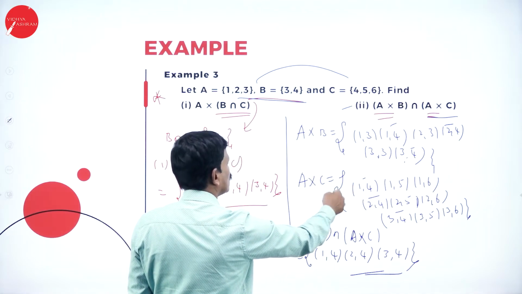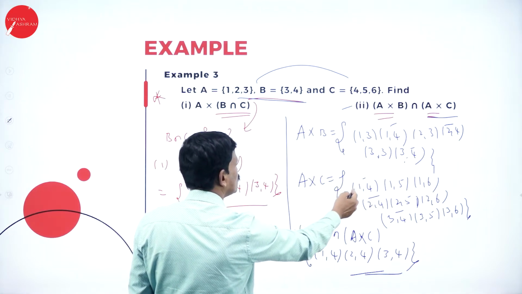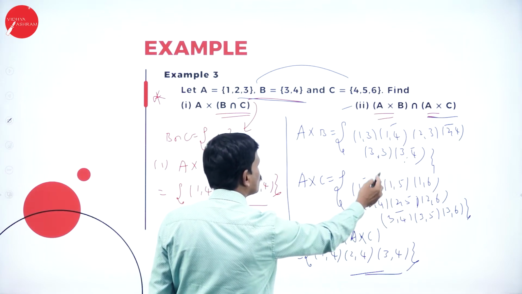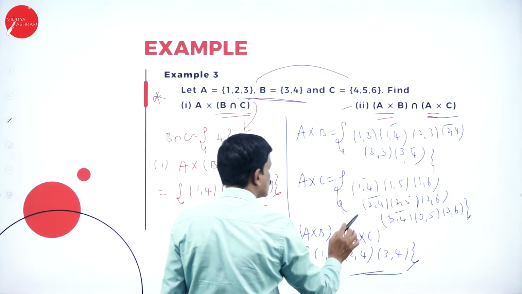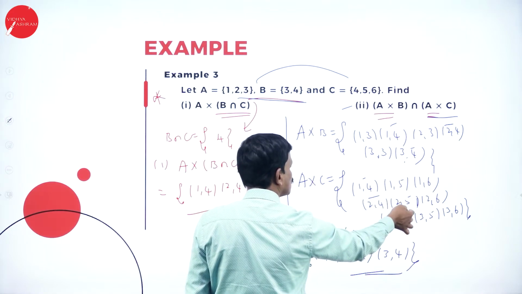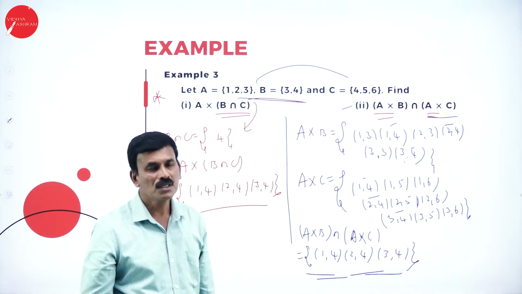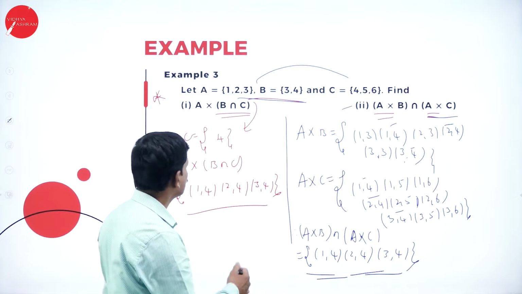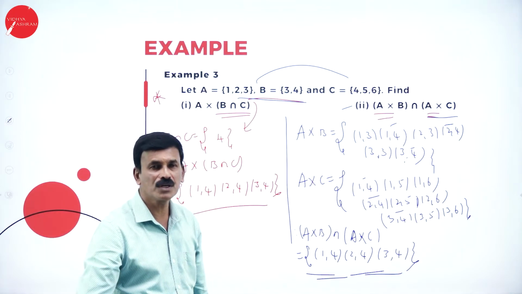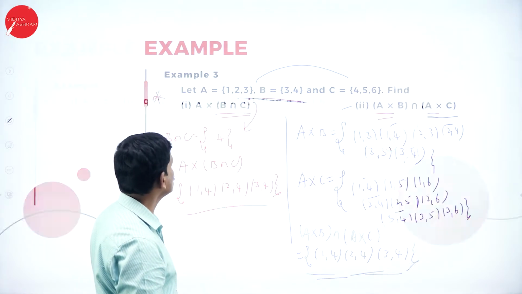(1, 3) is not there. (2, 3) is not there. (2, 4) is included in both the sets. Then (3, 3) is not there. (3, 4) is. So therefore, expect problems like this in your final examination for 5 marks. Okay, now let us come to the next problem.